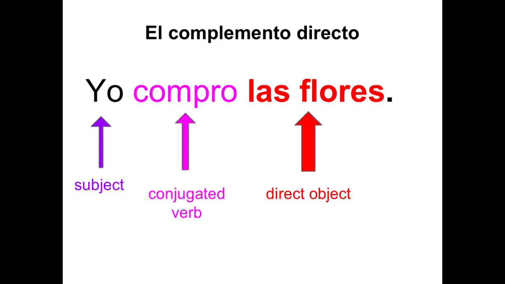In order to determine what the direct object is in this sentence, I first asked myself, what is the thing being bought? Flowers are being bought, therefore the word flowers, or las flores, is the direct object.